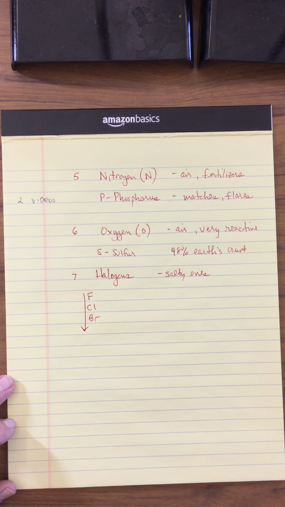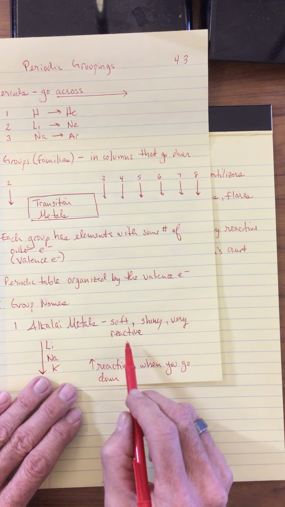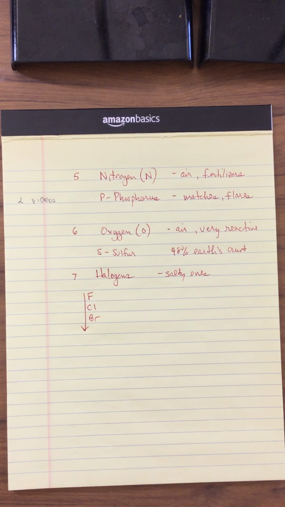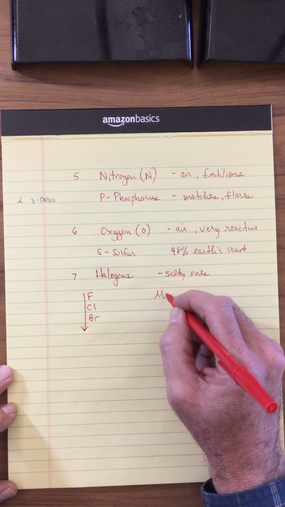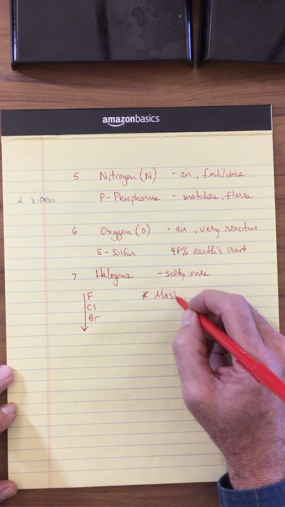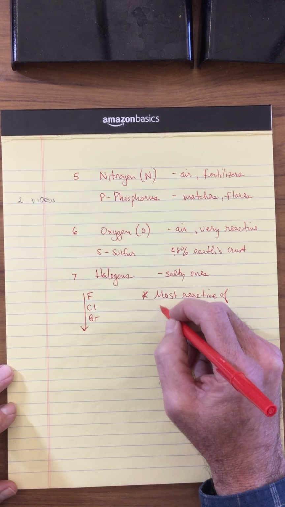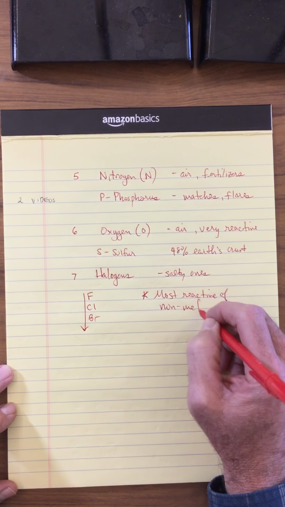Now, what's interesting is that group number 1 is the most reactive of the metals. So let's go back to this group name, alkali metals. They're very reactive, and again, these are your metals. However, your halogens, fluorine, chlorine, bromine, these are your nonmetals. The significant thing about this is that they're the most reactive of the nonmetals.